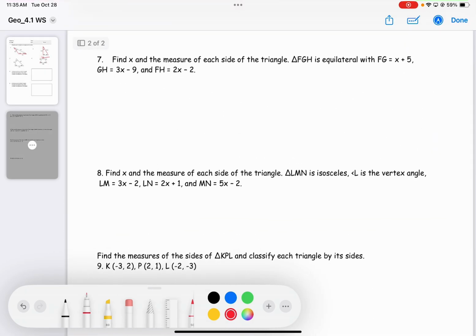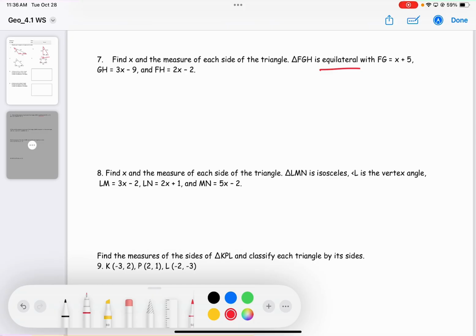7. Okay, so Emma, you did number 7 for us over here. With 7, it says that the triangle is equilateral, meaning all 3 of the sides are the same. So you need to solve for x. You just pick 2 of the sides and then set them equal to each other, right? Because it's equilateral, all the sides are the same. So then x plus 5 equals 3x minus 9. Solve for x and got x equals 7. And then it goes on to say find the measure of each one of those sides.